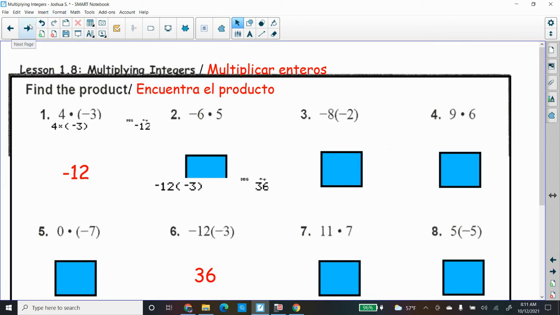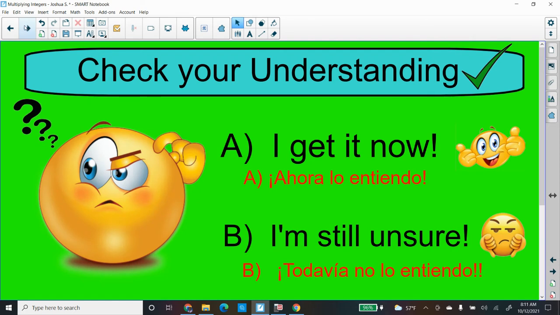So I hope you understand what's going on. Try the rest of them on your own. Bring them in tomorrow. Let me know if you understand it. If you don't, rewatch the video. Again, it's a lot of calculator work, so you don't have to really memorize the rules, but use your calculator to check, I would recommend.